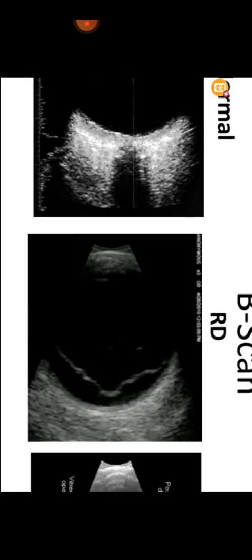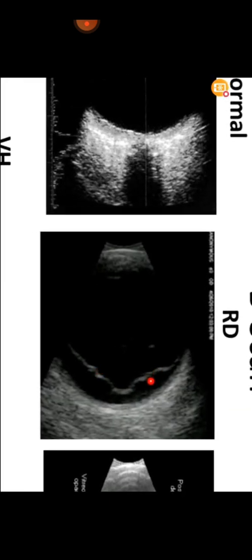And you can see there is a detachment here. This is called the retinal detachment. How you identify retinal detachment is that it is attached to the optic nerve. This is the optic nerve.